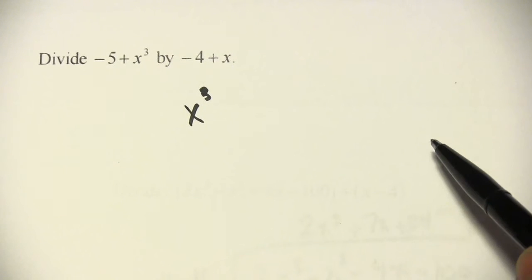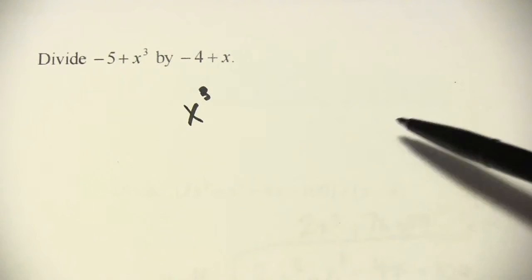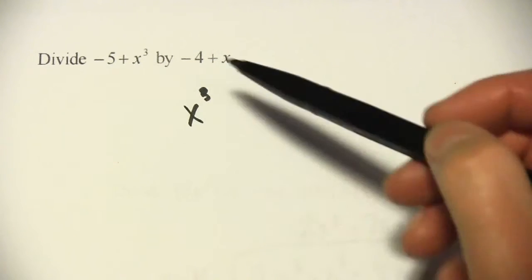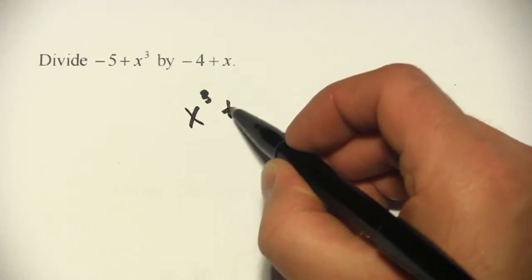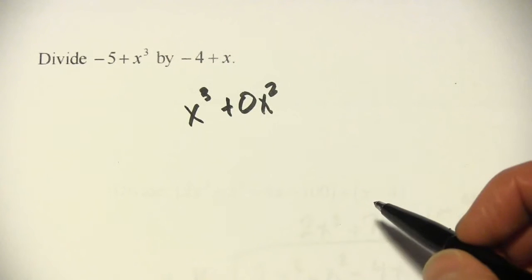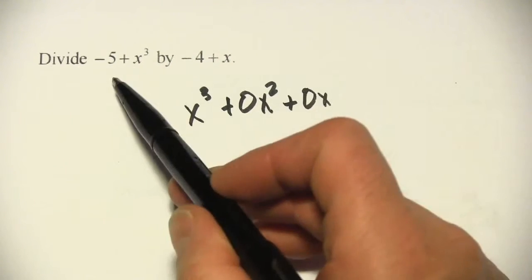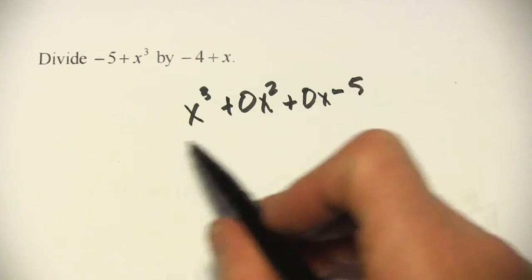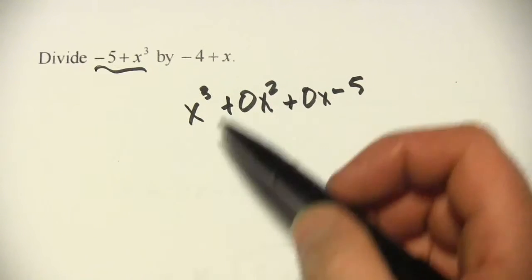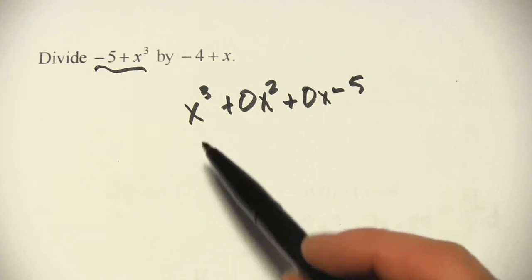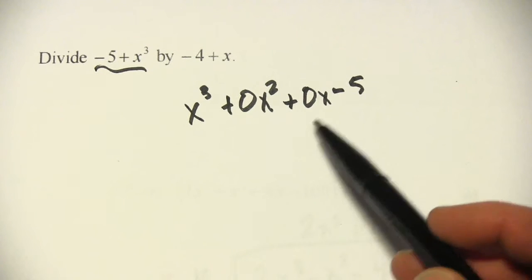And then for this division process to work, we actually need each power of x. So if there's nothing for x squared there, we would write that as 0x squared. And if there's nothing for an x term, we'd write that as plus 0x. And then we have a negative 5. So this is equivalent to this expression. Negative 5 plus x cubed is the same as x cubed plus 0x squared plus 0x minus 5.